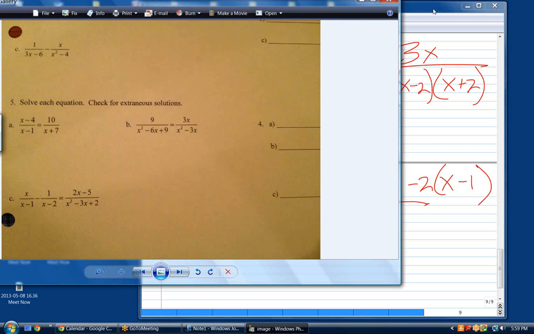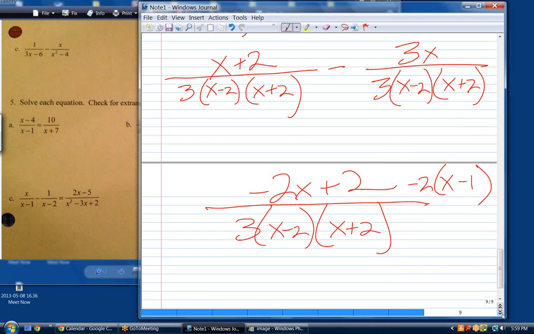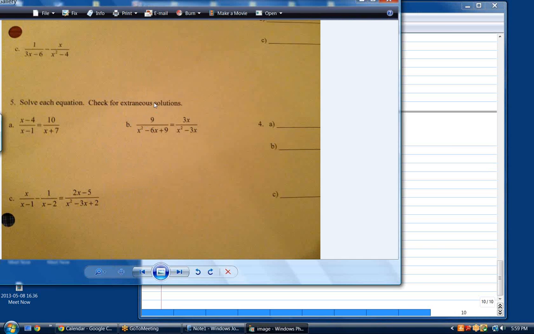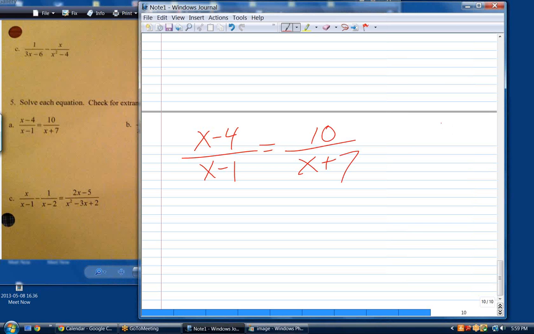Okay, let's solve number 5. x minus 4 over x minus 1 equals 10 over x plus 7. Check for extraneous solutions. All right. It's our first step.